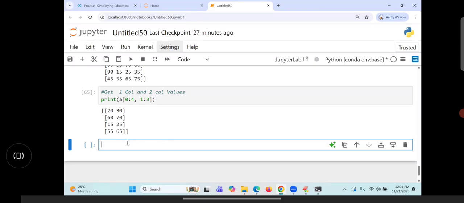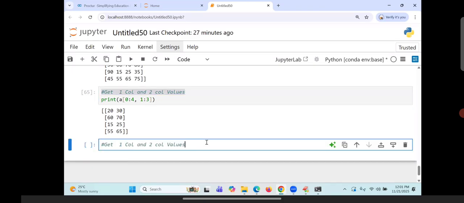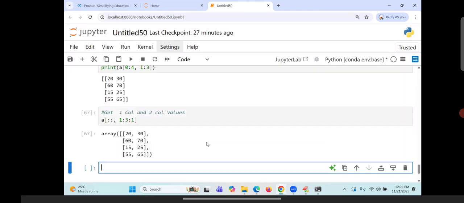Now I will go to one more way. Come on, the same mechanism. Another way. Tell me. Negative indexes, anyhow, you can practice it. First you be perfect in this. Come on. Colon, comma. 1 colon 3 colon 1. Like this also you can say. Are you getting or not? Yes.